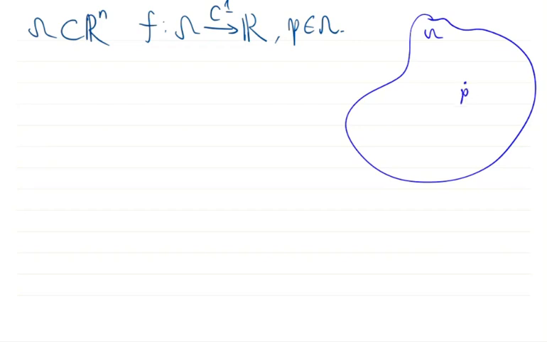Okay, such that f(p) is 0. Without loss of generality, we assume that f(p) is 0. Then we consider all points whose value is 0.